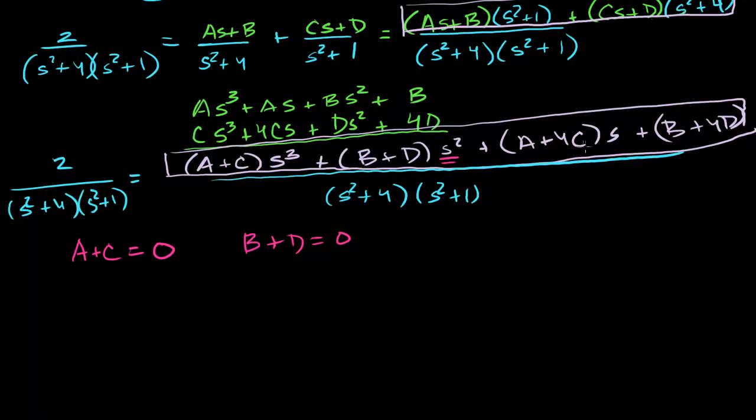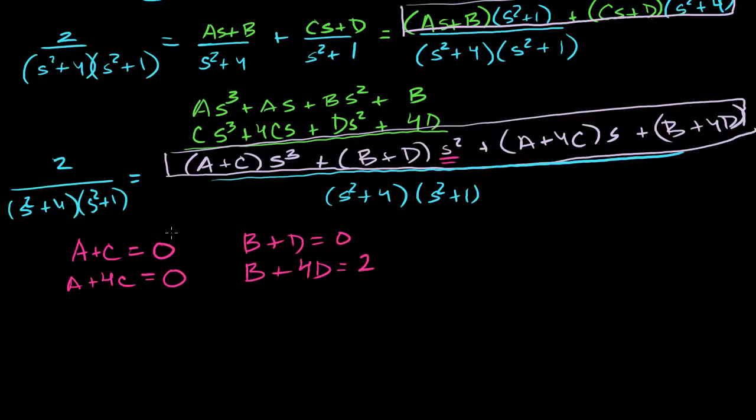A plus 4c are the coefficient on the s term. I see no s term over here. So a plus 4c must also be equal to 0. And then finally, we look at just the constant terms. And we do have a constant term on the left-hand side of this equation. We have 2. So b plus 4d must be equal to 2.